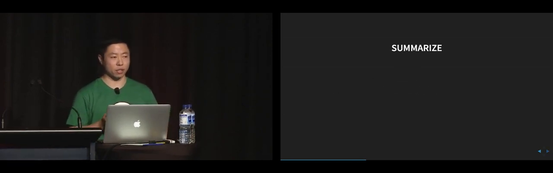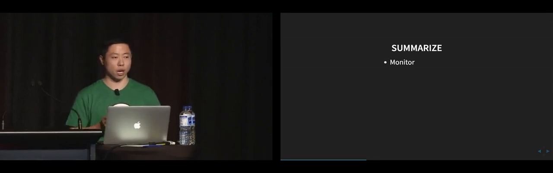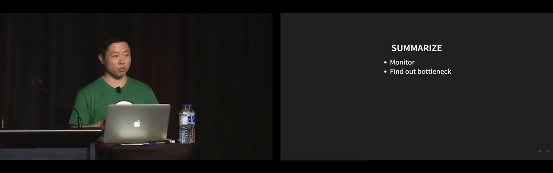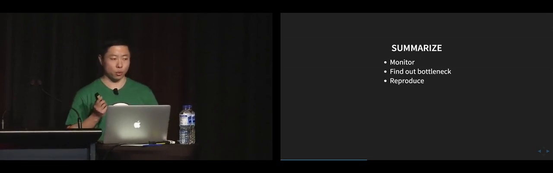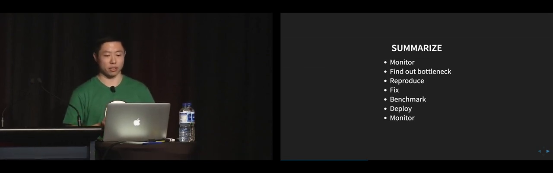Okay, let me give you a summary. First, you should monitor the performance on production and find out the bottlenecks, reproduce locally, fix it, do the benchmark to make sure you do speed up, deploy on production, then keep monitoring it. Okay, now I will show you some backend performance tips I usually use, and I also categorize them.